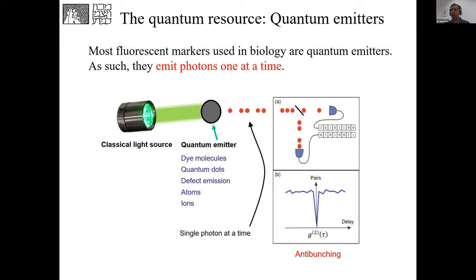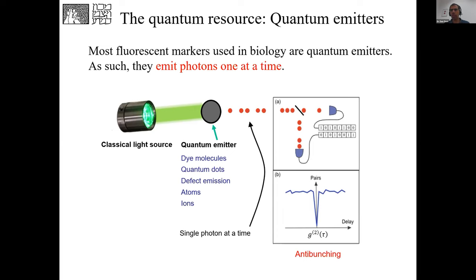So the quantum resource that we use is not anything from fancy quantum optics. It's not EPR pairs of correlated entangled photons, but rather the photon statistics from quantum emitters. A quantum emitter is a fancy name for a very small object that emits fluorescent light. In fact, most fluorescent markers used in biology are, by their very nature, quantum emitters, be they molecular dyes or fluorescent proteins. The whole point of a quantum emitter is that it can only emit one photon at a time. And that's easy, because if it just emitted a photon, that means it's in the ground state and it takes time to get re-excited.